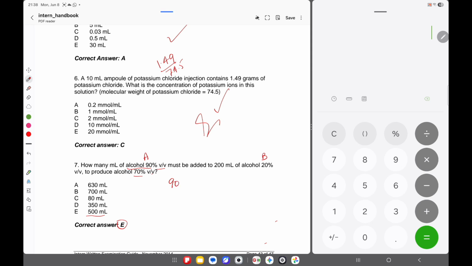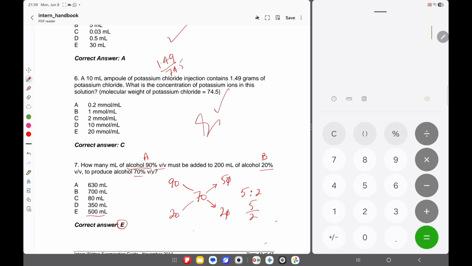In this method, the higher strength will be placed higher, and we have to produce 70%, so it will be in the middle, and the lower strength, that is 20, will be written here. Now we have to subtract 70 from 90, that will be 20, and 20 from 70, it will be 50. We will simplify the ratio, and it will be 5:2, or you can simply write 5/2.